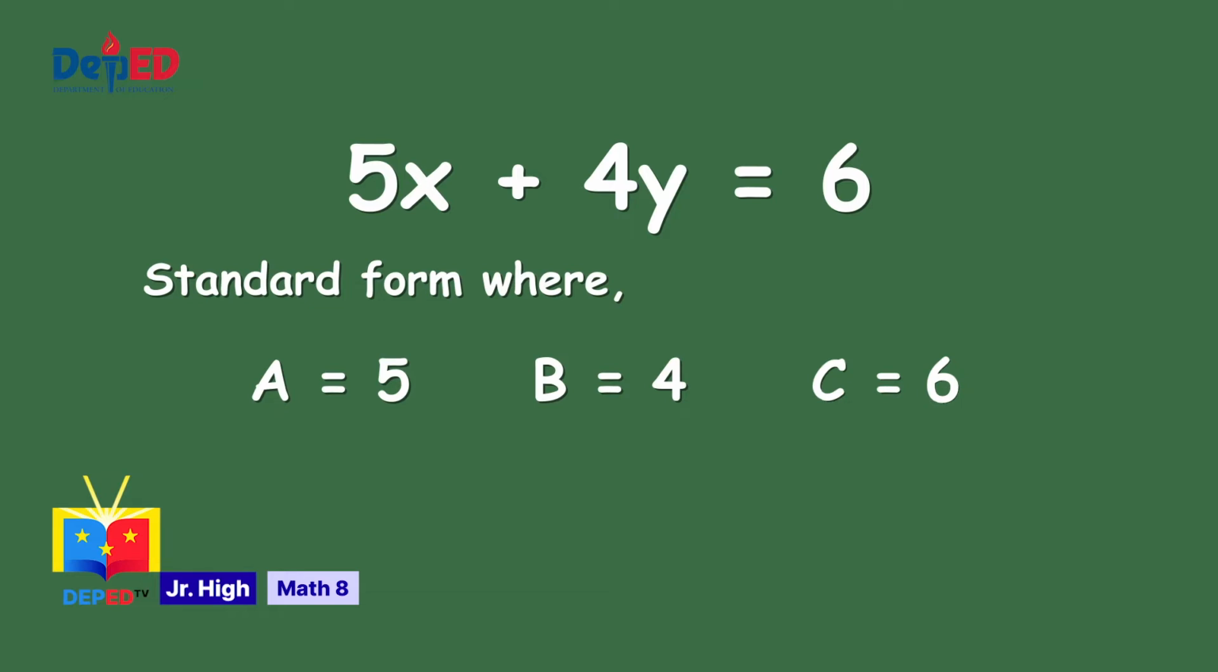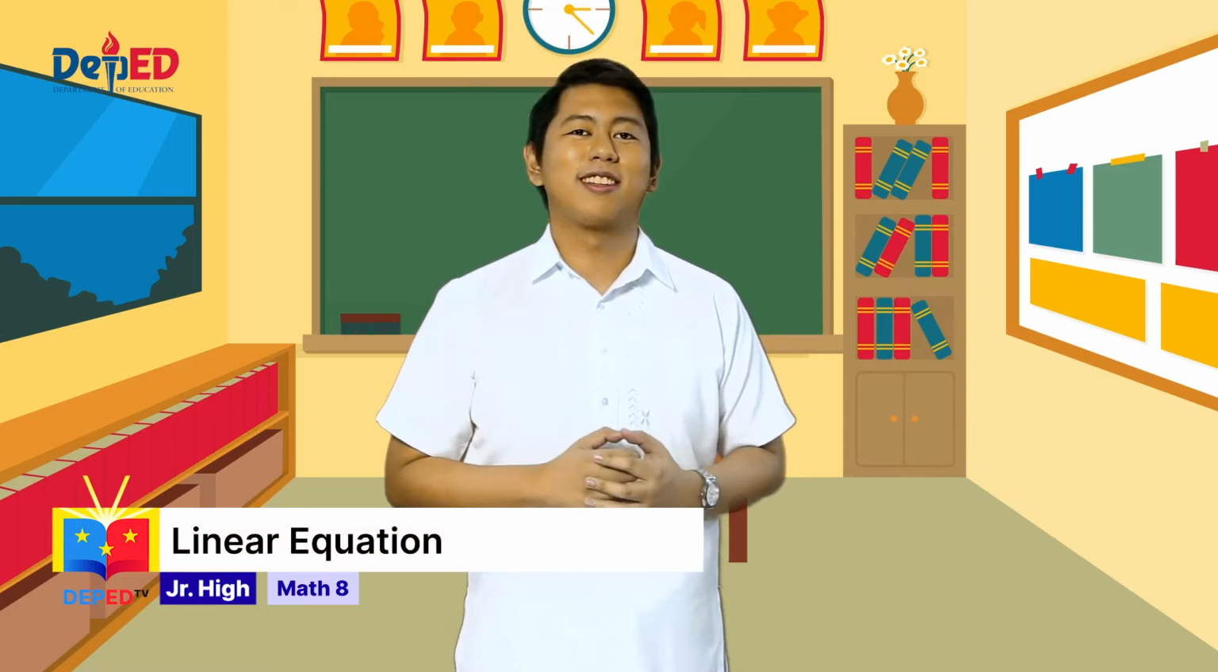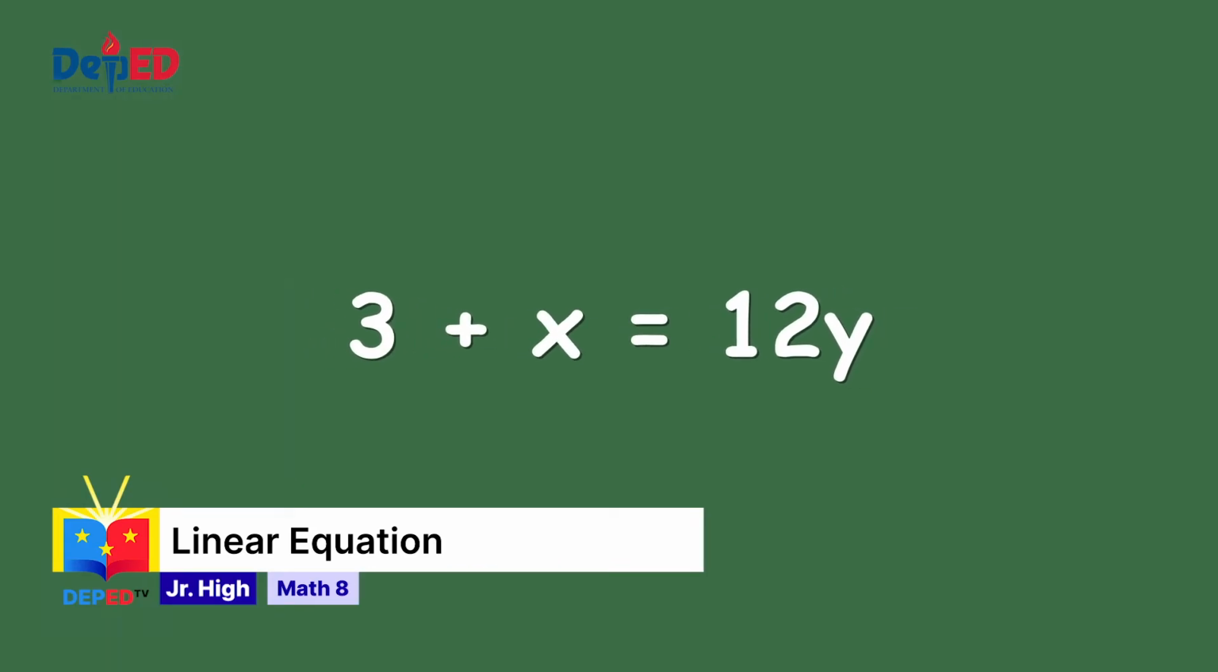Were you able to follow that? As you can see, we use the necessary properties to manipulate the equation. Let's have another one. The equation is 3 plus x is equal to 12y. Is this a linear equation in two variables? Yes, it is. Now, is this in standard form? No, but we may manipulate the equation to get its standard form.